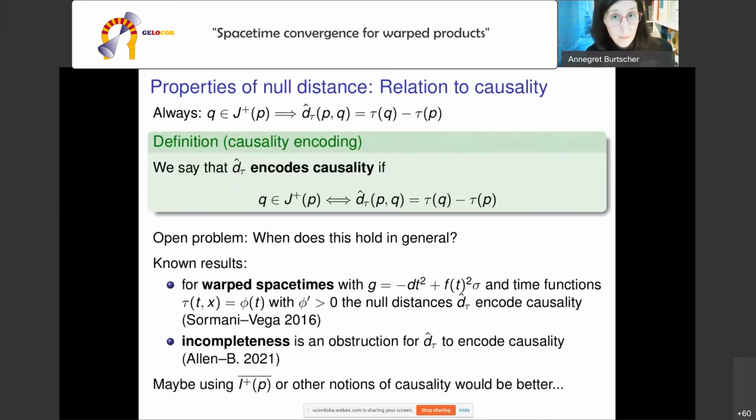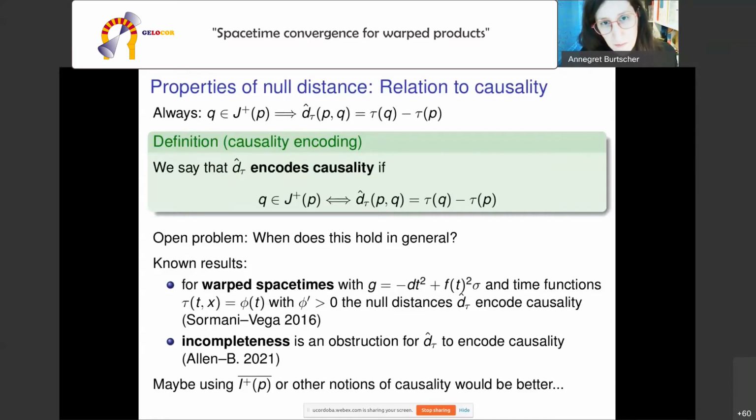And this is still an open problem in all generality, but for the case that we are interested in to study later, so for warp products, it is already known that this holds. And this is again true if you choose a time function tau that is just a phi of t, with phi prime greater than 0. And it should be fairly obvious, but we have also studied some examples that show that if you remove points from your manifold, then this is a natural obstruction to obtaining this property.